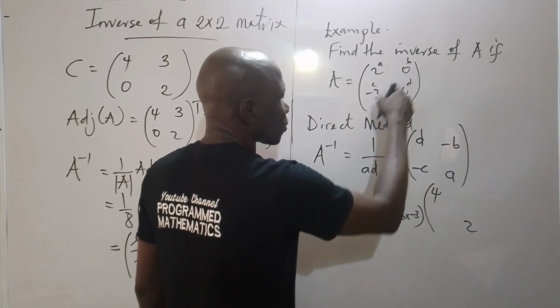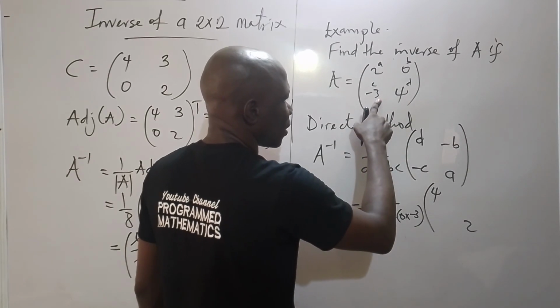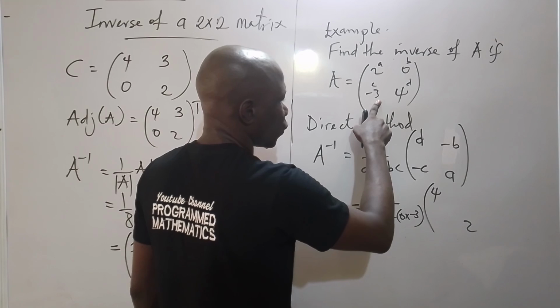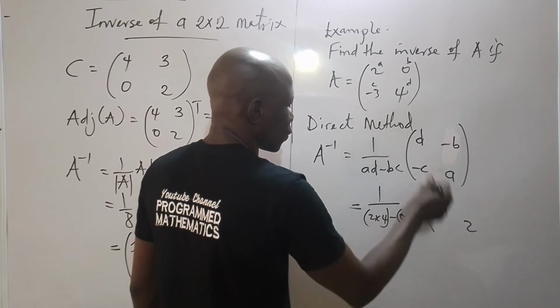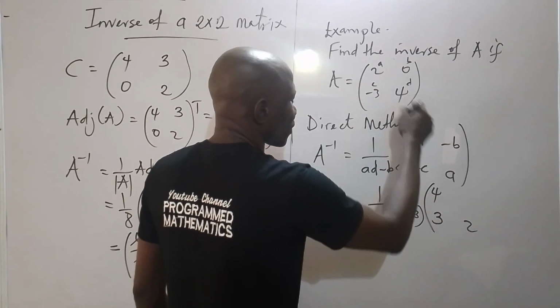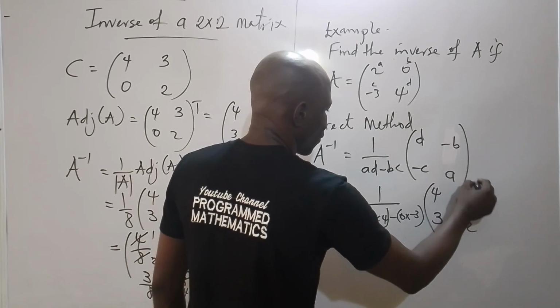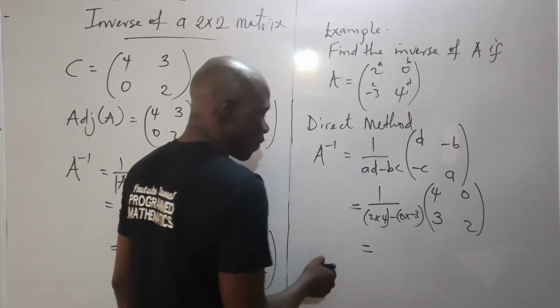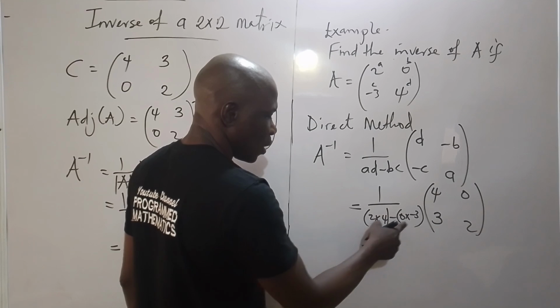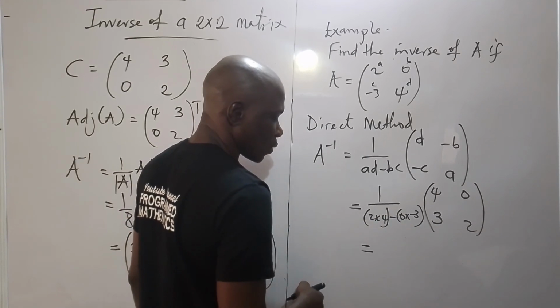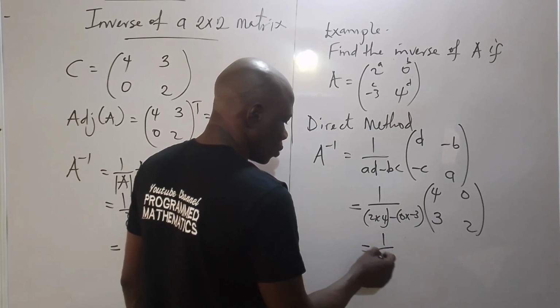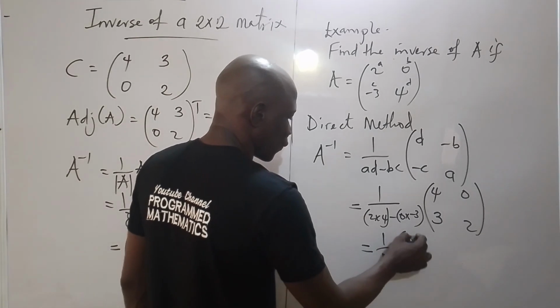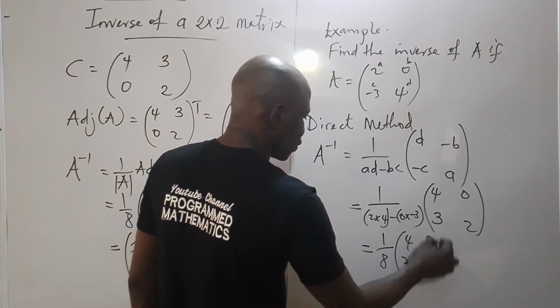Then the elements of the other diagonal, we multiply them by minus 1. Minus 3 times minus 1 is 3. 0 times minus 1 is 0. And so if we simplify this, 2 times 4 is 8. 0 times minus 3 is 0. So this is 1 over 8 times the matrix 4, 0, 3, and 2.